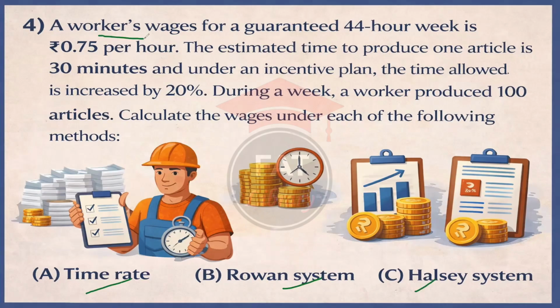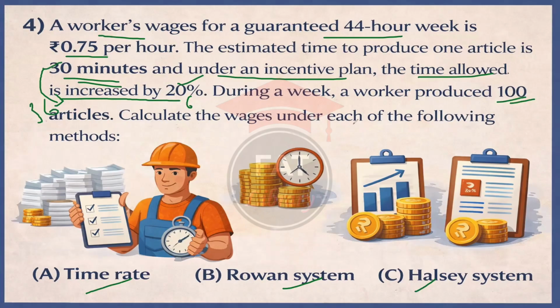So here there is one worker who is working for 44 hours. The time taken is 44 hours. For 1 hour, he is getting 75 paise. The estimated time to produce one article given is 30 minutes and under an incentive plan, the time allowed is increased. They can increase it by 20%. That means you have to calculate the 20% on 30 minutes. That is 6 minutes per article they can increase. During a week, a worker produces 100 articles. So calculate the wages under each of the following methods. On different methods, we have to see the calculation of how we will give the wages here.